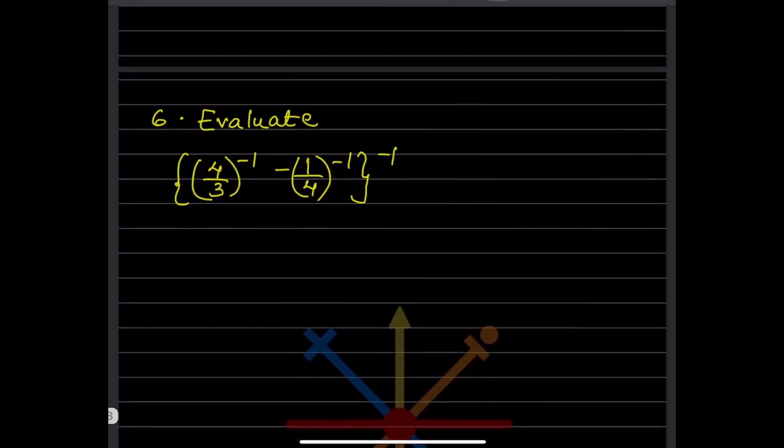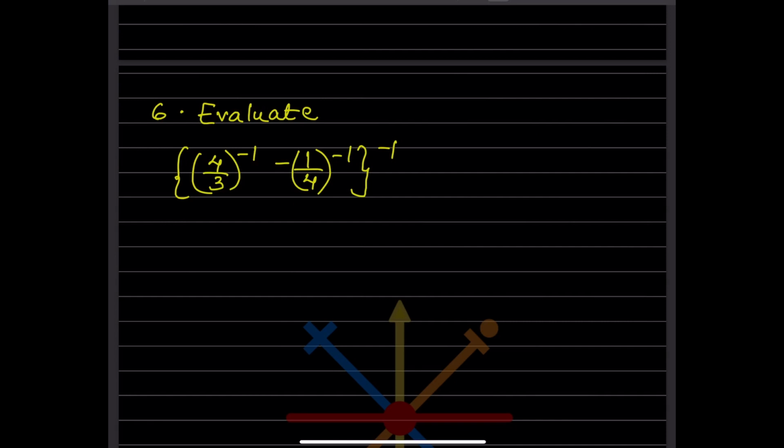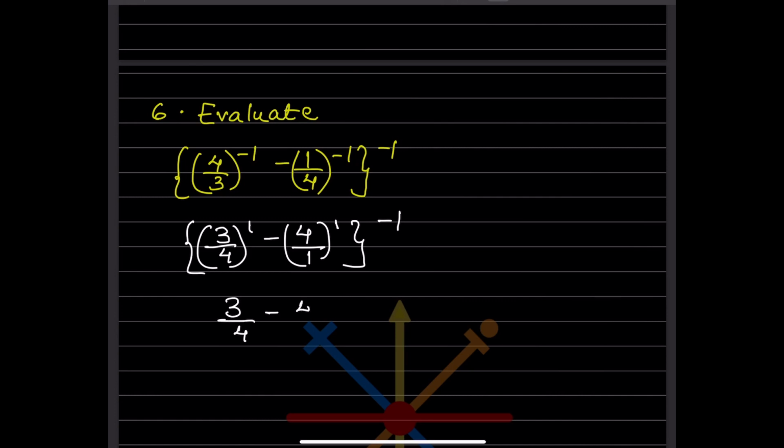Now let us see the next one. Again you can see here the exponent is negative, so you can make it positive by flipping over. This is also negative, so you will flip over, and you will put a bracket over here, keeping the first as it is. So now what will you do? 3 by 4 minus 4 by 1. So now first thing, you can just put here that 1 will be the same.